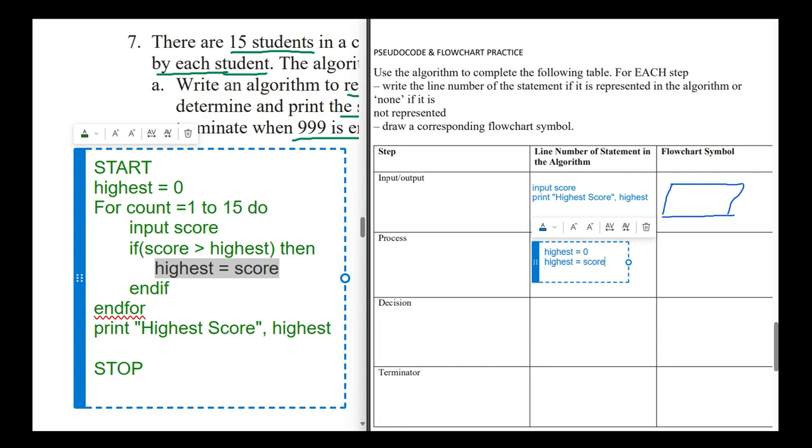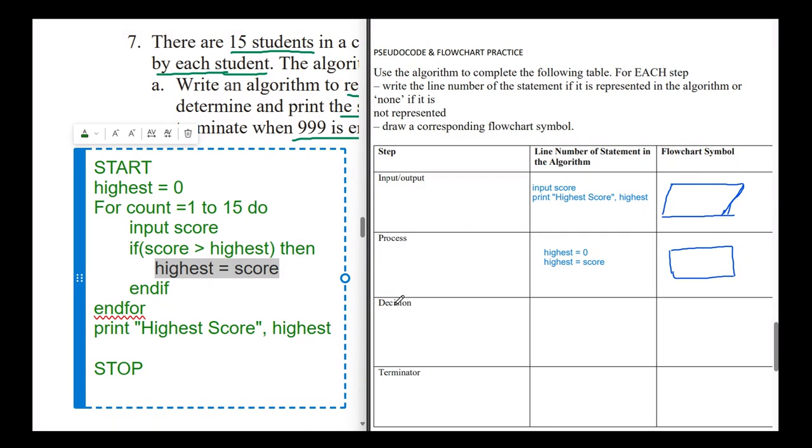What symbol would we use for this? We would use the rectangle. Yes, we would use a rectangle for this. So the rectangle. I know this doesn't look much like a parallelogram, but yes, it is a parallelogram up top.